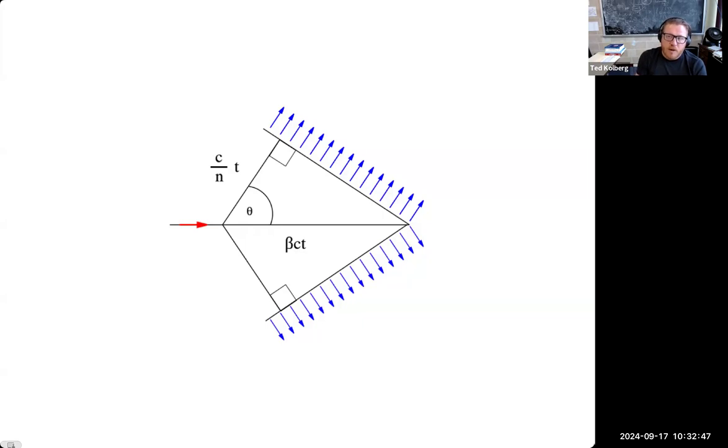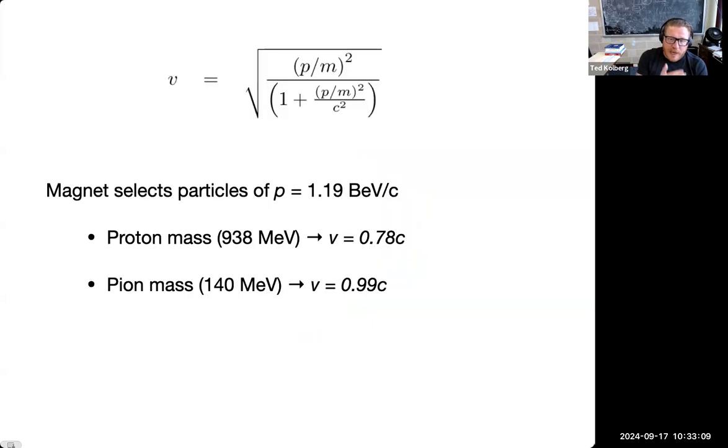Later on, when we talk about more advanced collider experiments, we'll actually use optics to resolve this opening angle, and that gives you a wealth of additional information. But the simplest thing you can do is just choose the material and choose the momentum range such that one of your particles will produce Cherenkov radiation and the other won't. And that's actually how this particular discovery of the antiproton is made. So in this case, they supplied a magnetic field to select particles of about 1.2. They used BeV for billion electron volts in those days. Today, we would say GeV for giga electron volts, but it's the same thing.